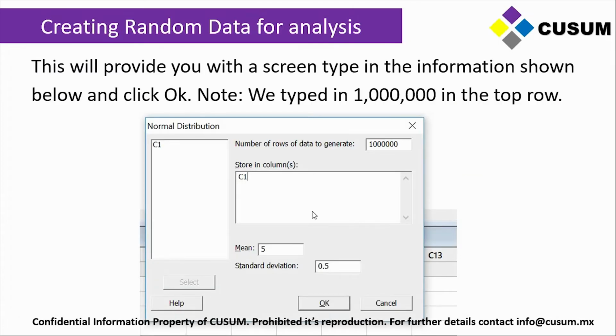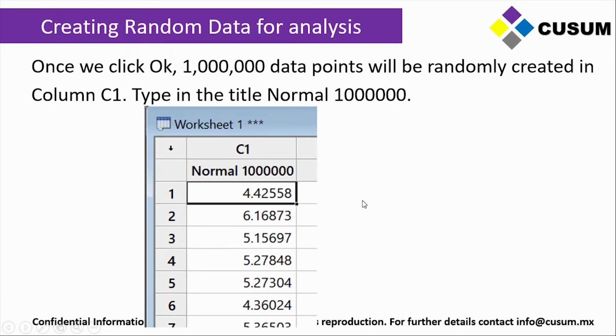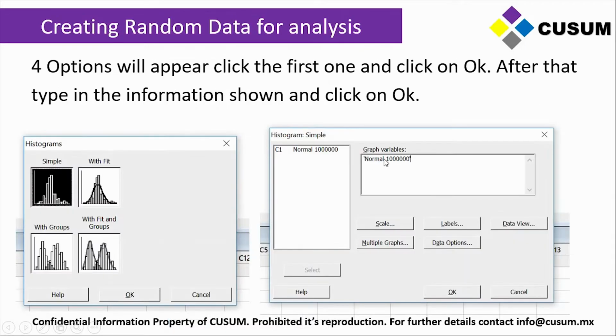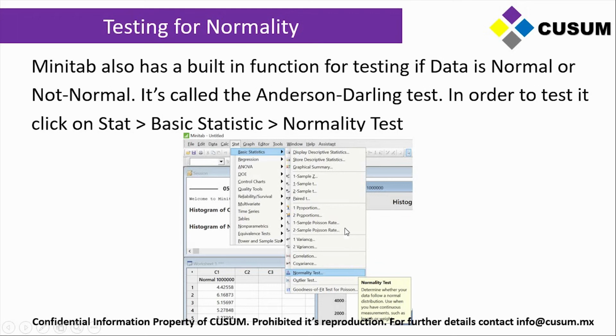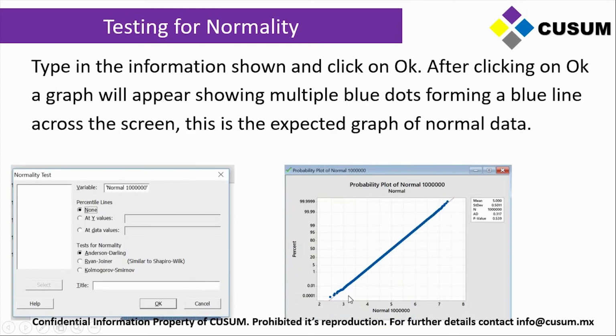Okay. And the slides, as you can see right here, tell you step by step how to create random data and how to graph it using a histogram, what the data tends to look like, and how to execute a normality test. Now, as you can see from just what we talked about, if you see this graph and it follows the red line, you can say that this data is normal.